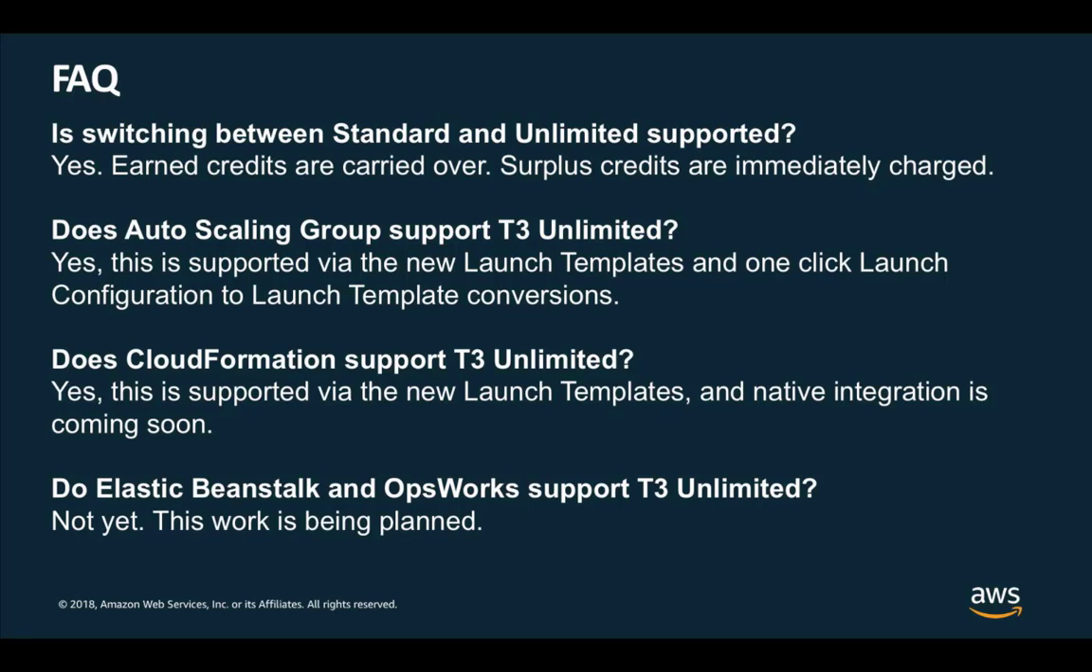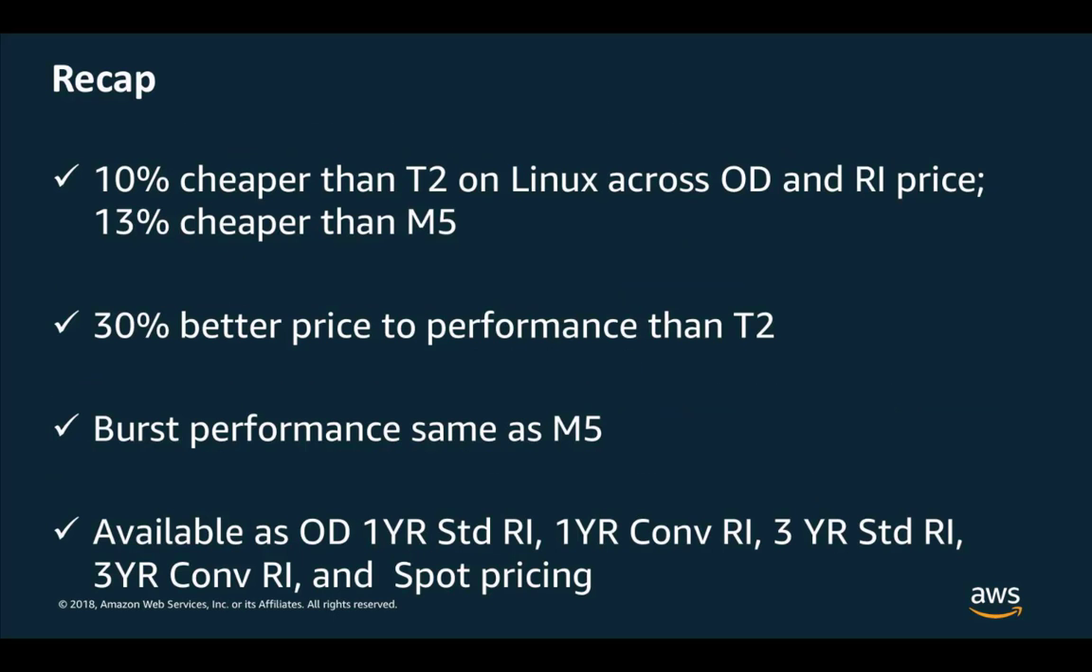So I want to do a quick recap of T3 instances. T3 instances are 10% cheaper than T2 on Linux across OD and RI price. It is 13% cheaper than M4s. You get 30% better price to performance than T2. You get burst performance that is just the same as M5. If you need to burst 100% on T3s, you can perform just like an M5. T3s are available as OD, 1-year RI standard, 1-year convertible, 3-year standard and convertible, and also on spot pricing.